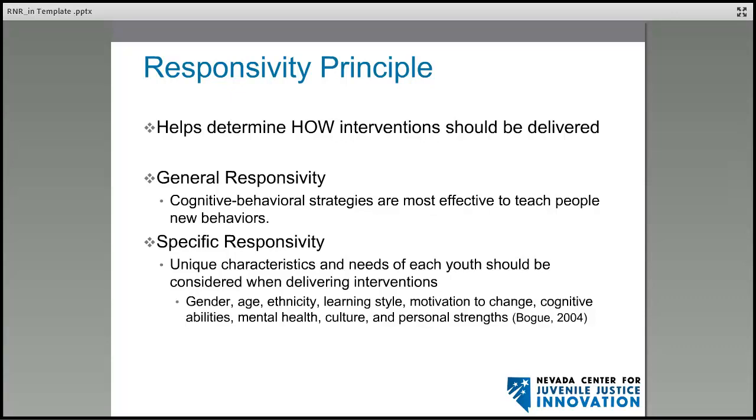Specific responsivity focuses on the unique characteristics and needs of each youth that should be considered when delivering interventions. These characteristics include gender, age, ethnicity, learning style, motivation to change, cognitive abilities, mental health, culture, and personal strengths. External factors such as unmet basic needs and lack of transportation also impact responsivity.